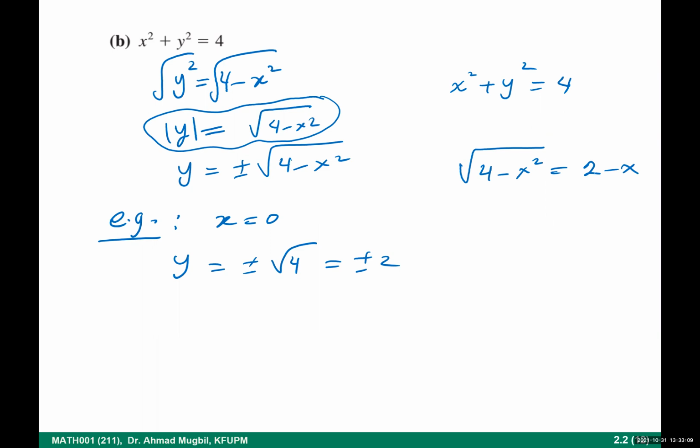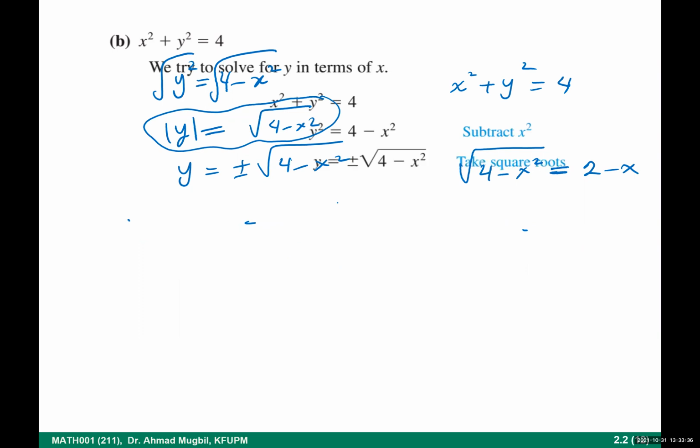Be careful. This is a very common mistake, please. You cannot distribute. You are saying that the square root of 4 minus x squared equals the square root of 4 minus the square root of x squared. This is not true. You cannot distribute the radical over the sum and the difference. Please, guys. It is good to bring this mistake up inside the class, not in the quiz or in the exams. Please.